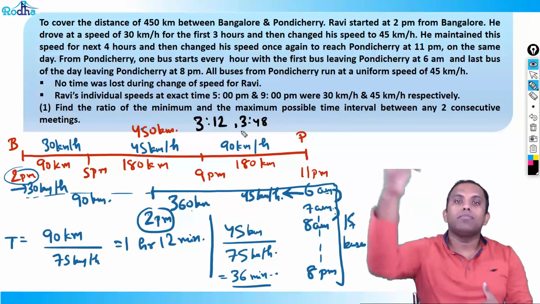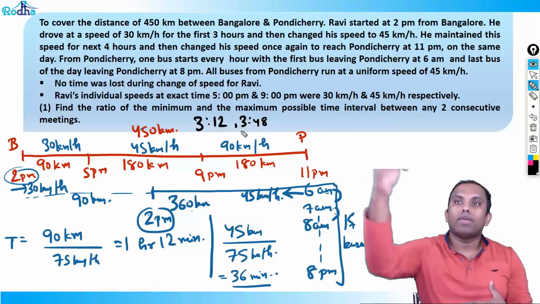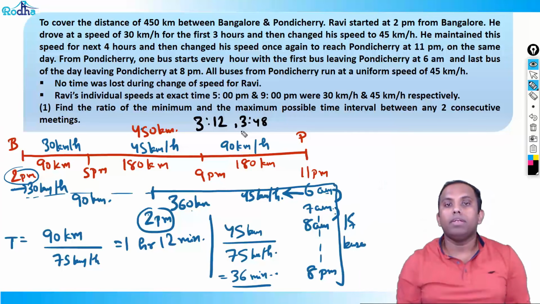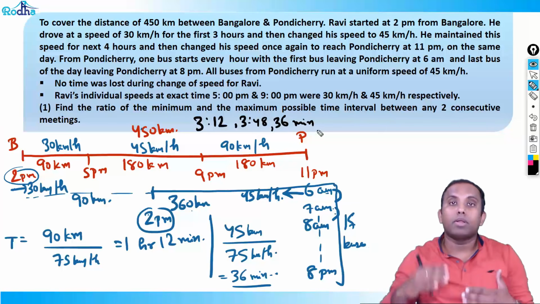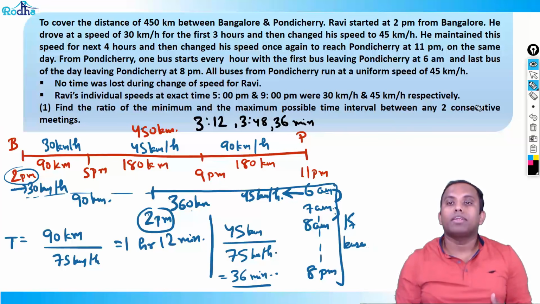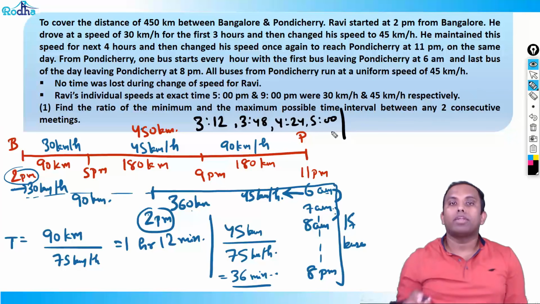So another third bus, same funda. The third bus is again 45 kilometers ahead of me. How much time will I take to meet? Again 45 by 75, that is again another 36 minutes, right? Since the distance between my car and the bus is the same, as long as my speed is 30 kilometers per hour, I'll keep on meeting every 36 minutes. So 3:48 plus 36 is 4:24, then up to 5. At 5 exactly, my speed changes to 45.